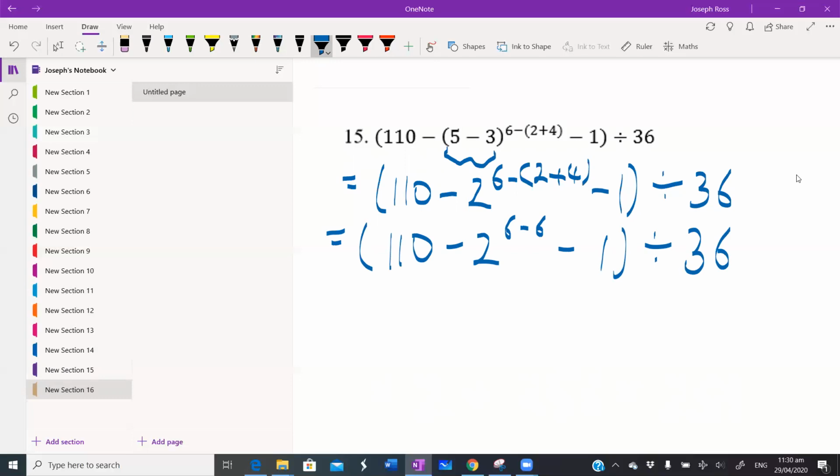Okay, so looking at what's inside the brackets, because what's inside the brackets needs to be done first. Do we have any brackets inside the brackets? No, we don't. Do we have any exponents inside the brackets? Yes, we do, so we need to do the exponent first. But inside the exponent, we have something else to do. So we need to do that 6 minus 6 in the power. So 6 minus 6 is 0.